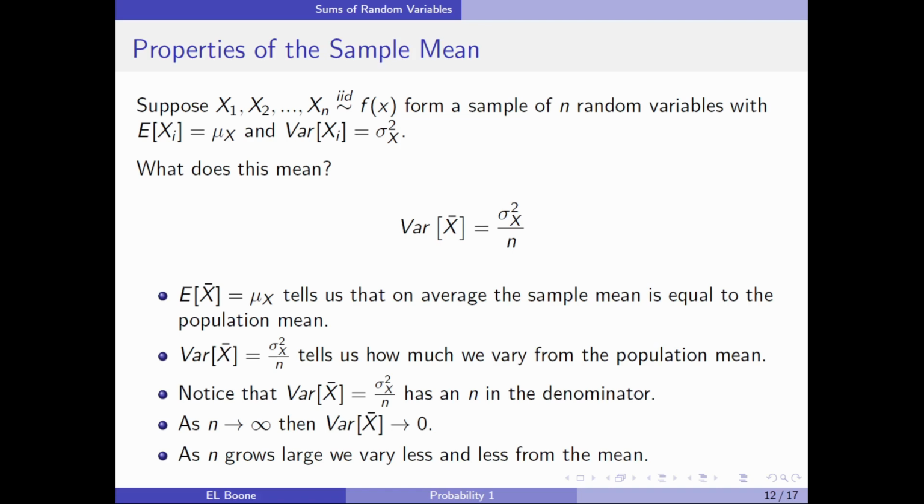Because it's a variance of x bar, how much is x bar varying from sample to sample? Notice that the variance has n in the denominator. Here we have sigma squared over n, which means as n grows large, the variance goes to 0. So as n grows large, we vary less and less from the mean. And this would make sense if you think about it. The more information you have, the less variability you should have, because variance is a measure of uncertainty. More information means less uncertainty and less variability.